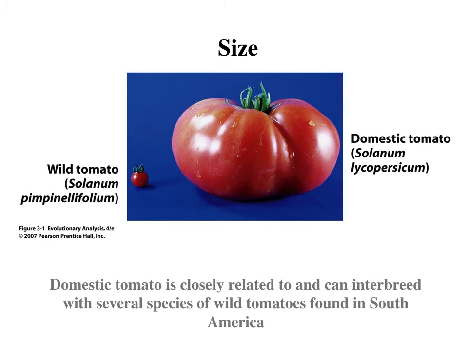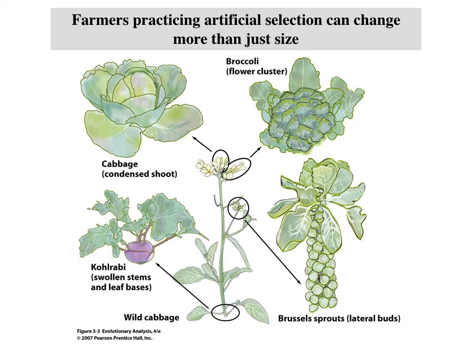Here are just a couple of examples of what people in Darwin's day were familiar with, the power of artificial selection. Here's the wild tomato versus one of our domestic tomatoes. They can still interbreed with a bunch of wild tomato species found in South America. Morphology, another one of our plant species.